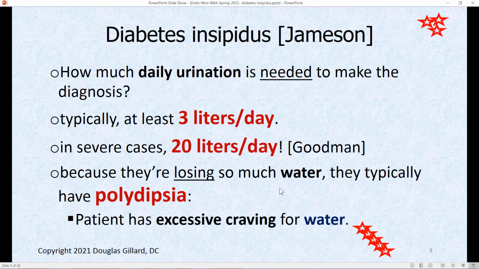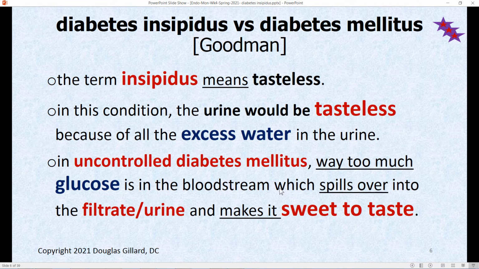So also, if you're losing so much water in the urine, what's that going to do to your thirst? It's going to make you thirsty. So you're also going to have polydipsia. Polydipsia is, poly means lots of, like polydactyly. So polydipsia means you're thirsty. You're drinking water, or you're craving water all the time.